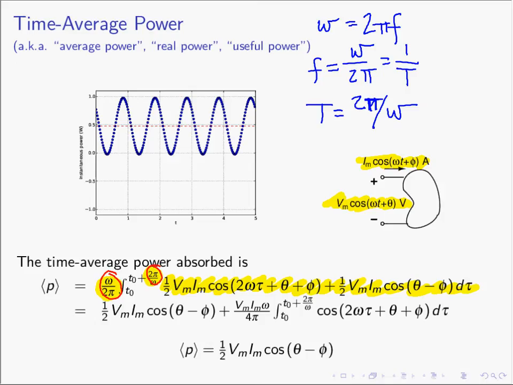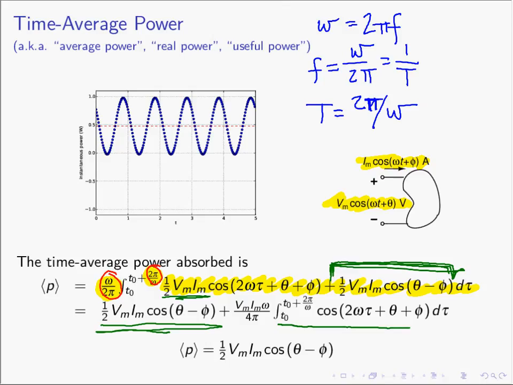And when you do that, let's look more carefully at what's going on inside. Remember that this portion out here is simply a constant, so we're adding up a constant a whole bunch of times and then dividing by that amount. So we can just pull it out because you're just going to get that same number again. And then we can bring the 1/2 Vm Im out front if we want, and we're left with an integral of cosine of 2 omega tau plus theta plus phi. Now look, we are integrating over T, but now we're oscillating at twice that frequency. So really what we're doing is we're actually integrating over 2 whole periods, but it doesn't matter.